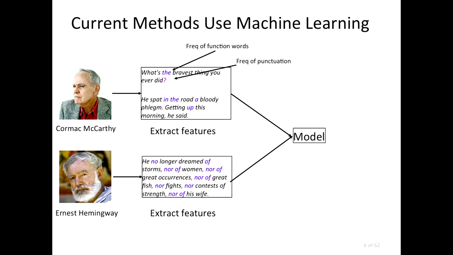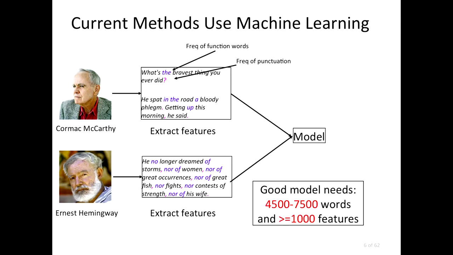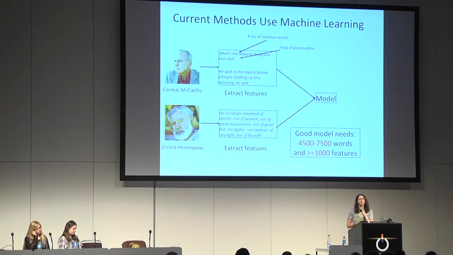But we feed these into a machine learning model. In many cases, we'll use a support vector machine. Sometimes we'll use random forest. And a good model generally needs sort of 4,500 to 7,500 words of training data, and greater than or equal to 1,000 features, these are maybe many features of the same type, like word n-grams, for example.